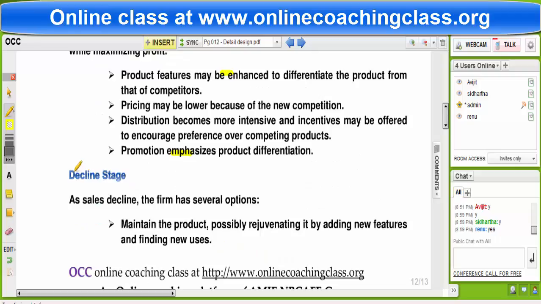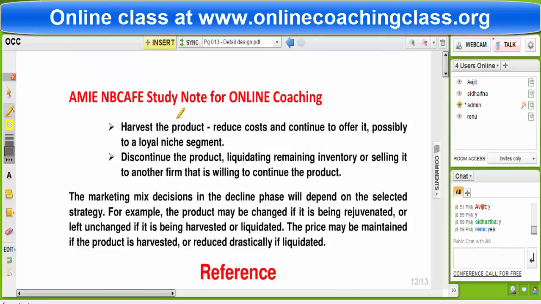Now the decline stage. As sales decline, the firm has several options. Now it is the end of the product life. In that stage, maintain the product, possibly rejuvenating it by adding new features and finding a new use, or harvest the product, reduce cost and continue to offer it possibly to a loyal niche segment, or discontinue the product.